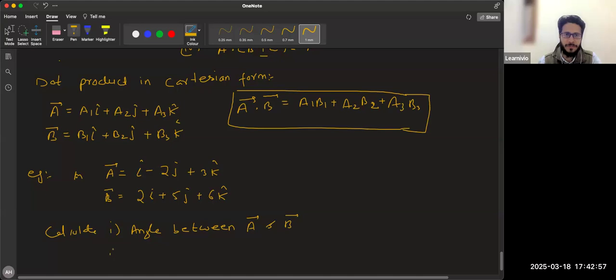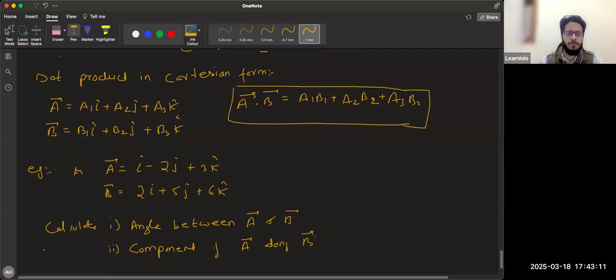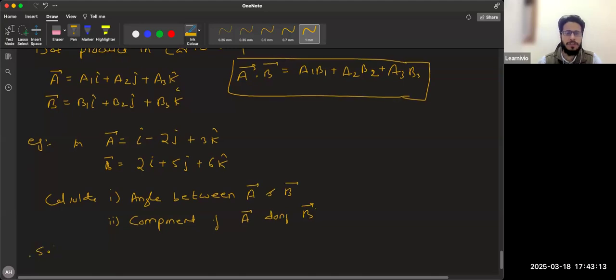Second one: the component of vector A along vector B.